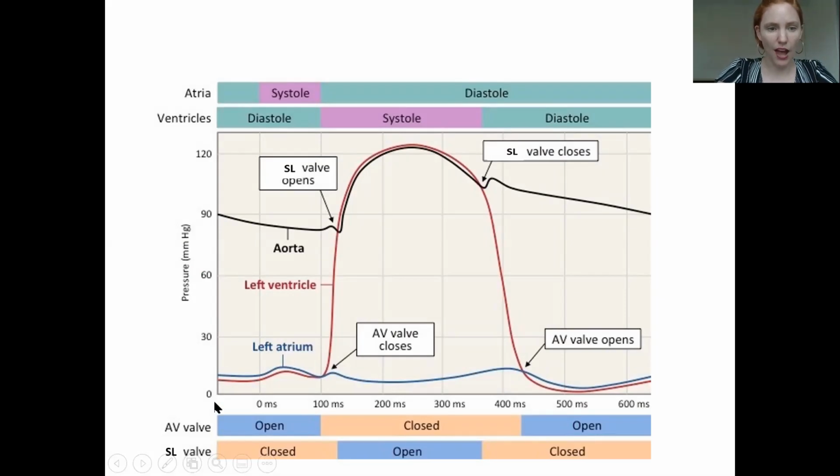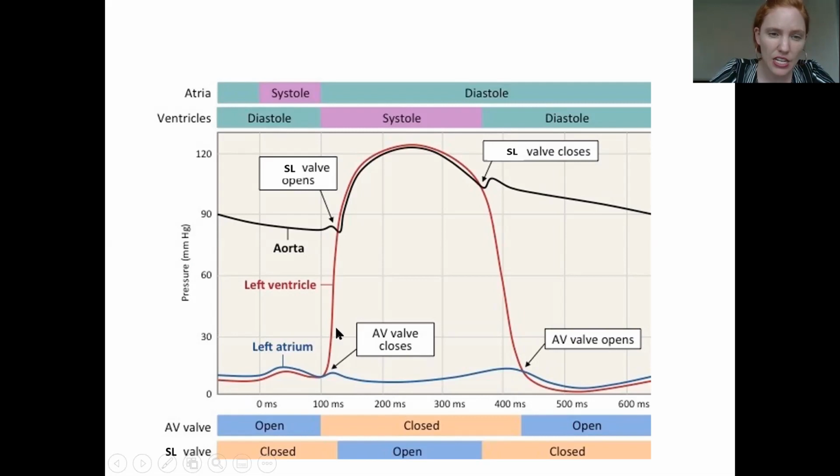So let's look at this graph. On the x-axis here, we have time, and then on the y-axis here, we have pressure. So we're looking at the changes in pressure over time. There are three lines on this graph.